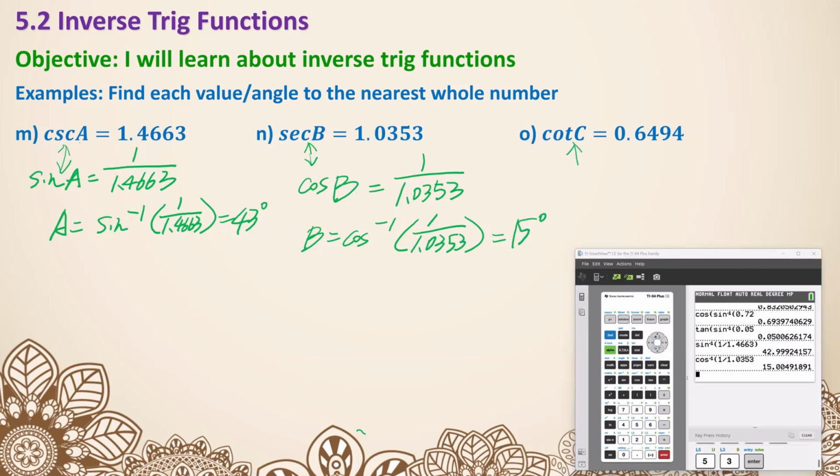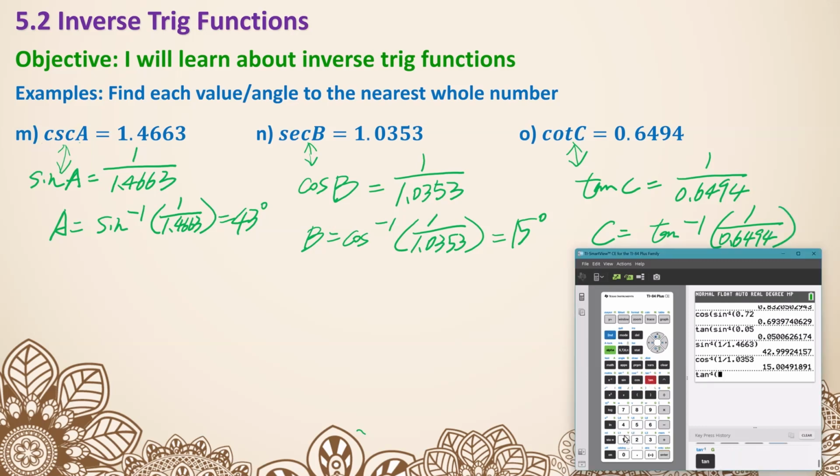Next, cotangent is related to tangent, so tangent C is going to be 1 over 0.6494. And now in order to find C, it's going to be inverse tangent of 1 over 0.6494. So let's type it in: inverse tangent of 1 divided by 0.6494. And that is going to be 57.00, so 57 degrees.